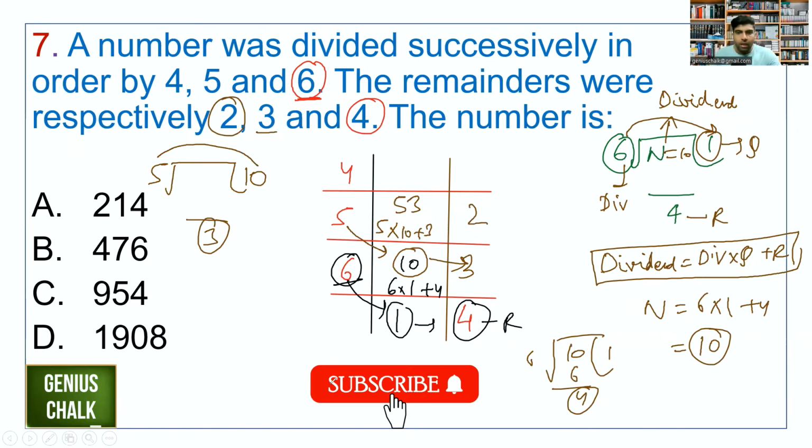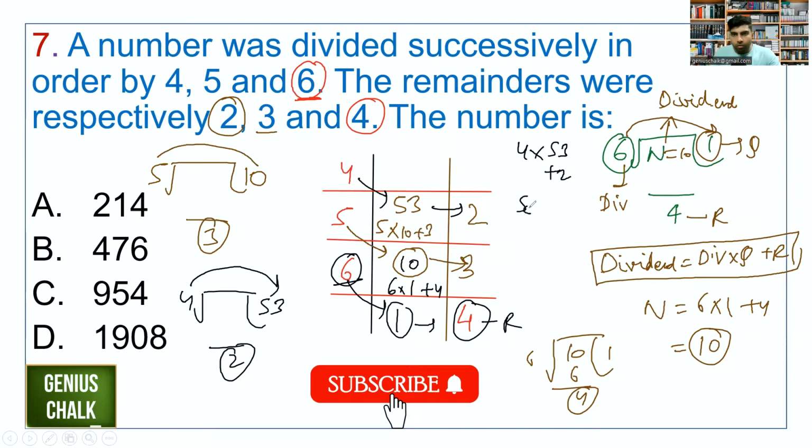So for 4 again, what do we need to do? Multiply. This is the divisor 4, quotient 53, remainder 2. So 4 into 53 plus 2. Find it. So do it like this: 50 into 4 plus 3 into 4 and plus 2. So 200 plus 12, 212 plus 2, 214. So the answer of the question is 214.